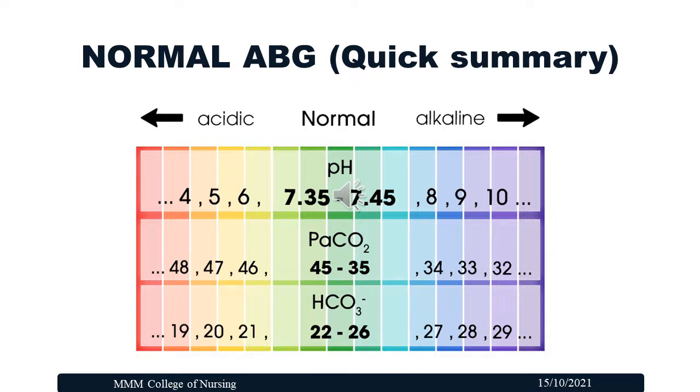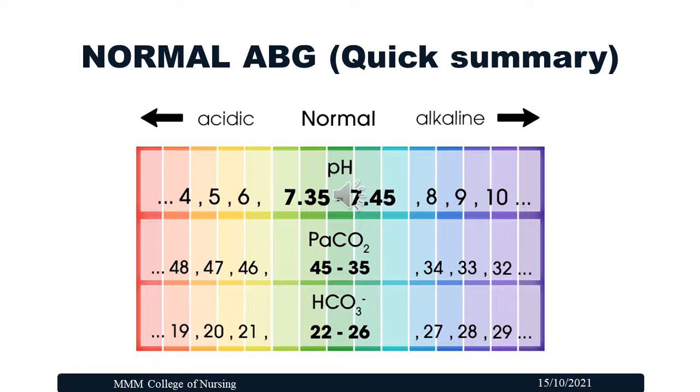This millimeters of mercury is a measurement of pressure. Next, moving on to bicarbonate. Bicarbonate is the amount of bicarbonate present in the bloodstream. Bicarbonate, we know it's a base. Normal bicarbonate level is 22 to 26 milliequivalents per liter. Higher than 26 it is considered alkalotic and lower than 22 it is acidotic.